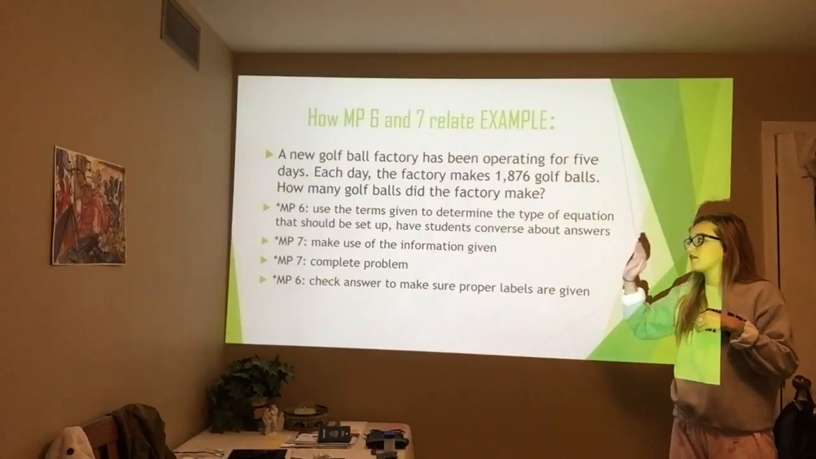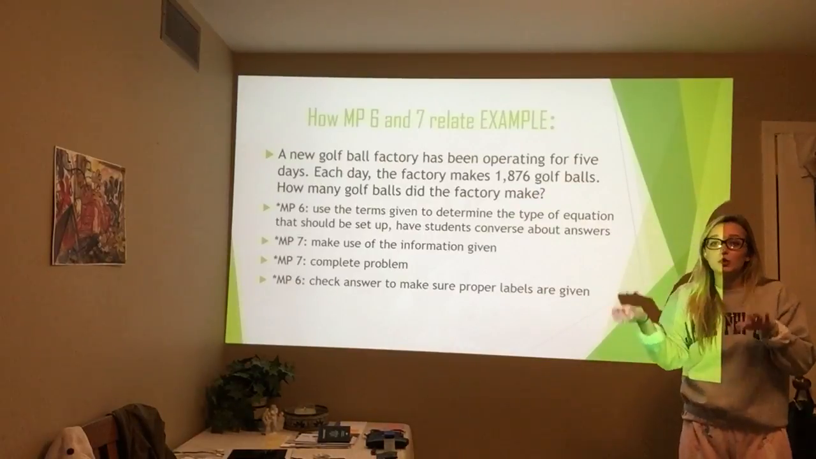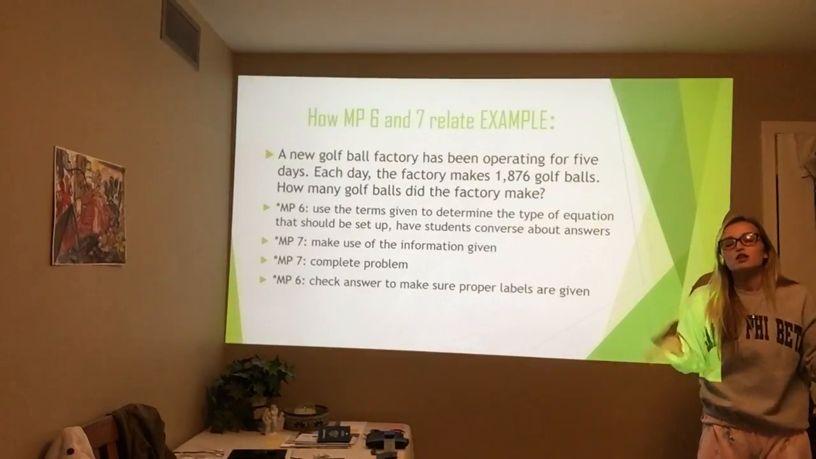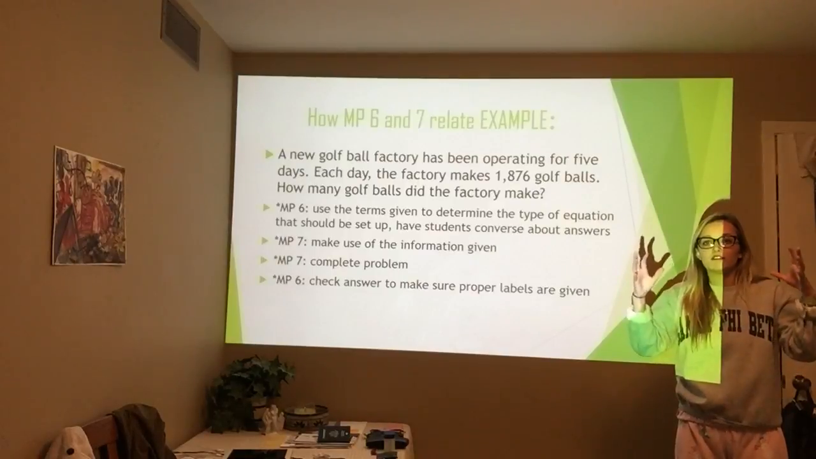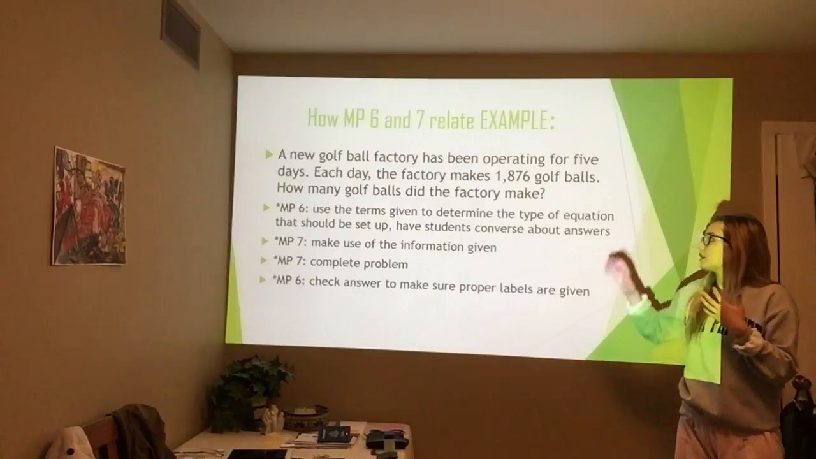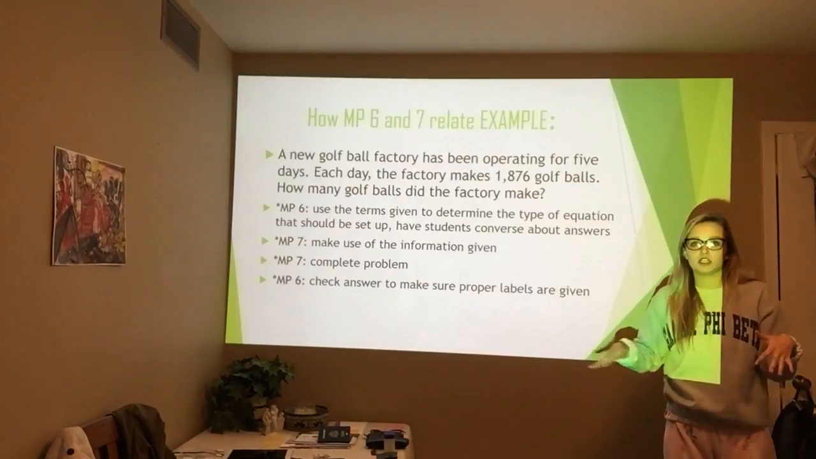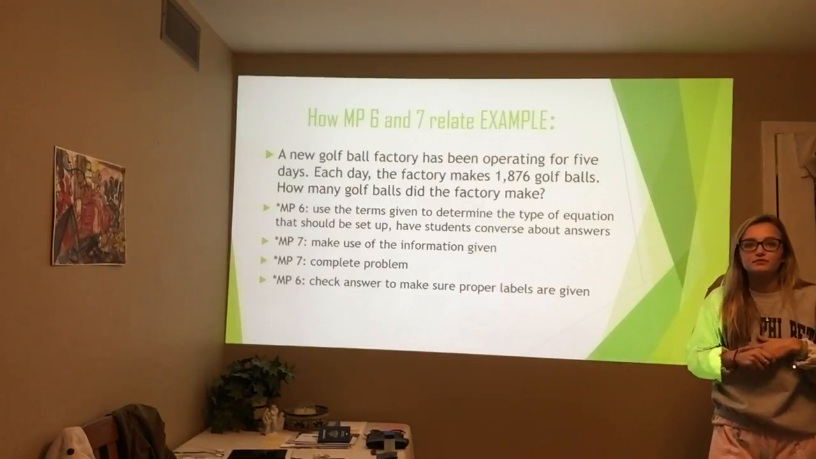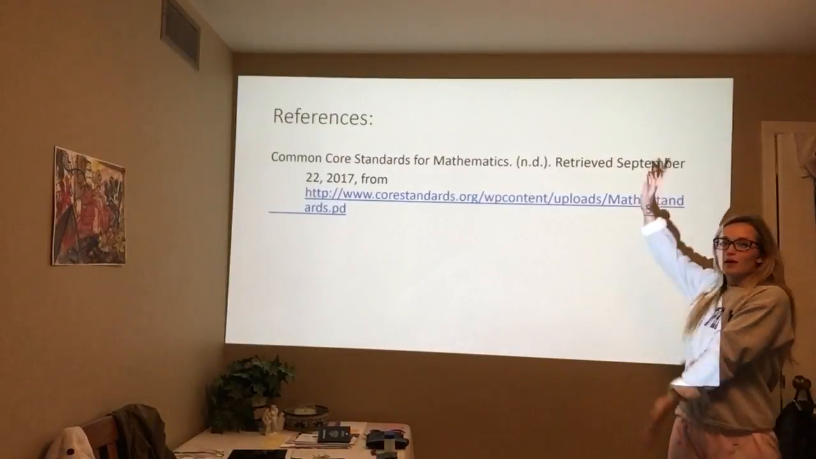Math Practice 7 would then have them complete the problem, and then you would actually flip back to 6 to completely finish the problem using your labels, putting golf balls back on your answer, and making sure that that whole problem was completely finished. These are my references.